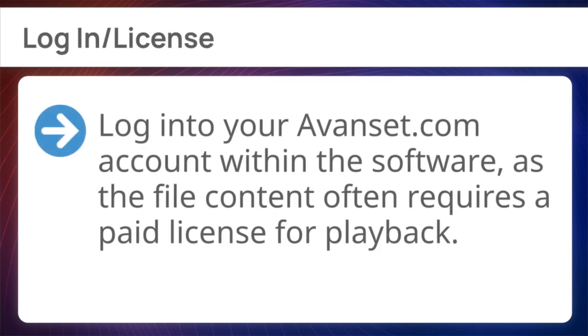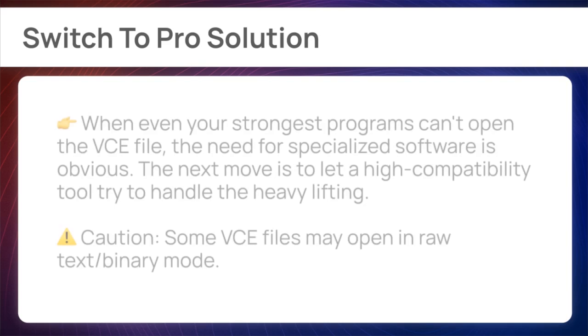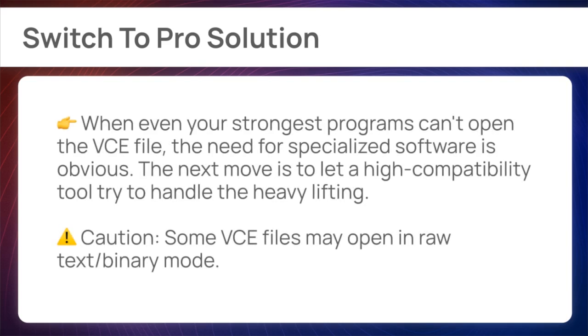Log into your avonset.com account within the software, as the file content often requires a paid license for playback. Finally, open via Player. Click the .vce file, and it should open automatically in the VCE Player component of the simulator software. If your file is still inaccessible after testing, you need software capable of reading its contents without relying on the extension. This is the recommended path to try.